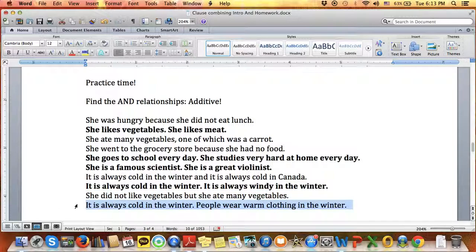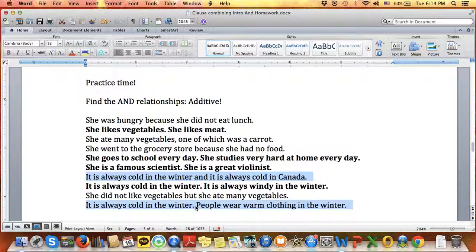Next up. It is always cold in the winter. People wear warm clothing in the winter. Is this an and relationship? It's very similar to what we've got right here, right? It is always cold in the winter. It is always cold in Canada. Two ideas that seem like they have some sort of relationship. Yes, right here, it's cold in the winter. People wear warm clothing in the winter. Yeah, these are related, right? But we're not entirely sure how they're related.